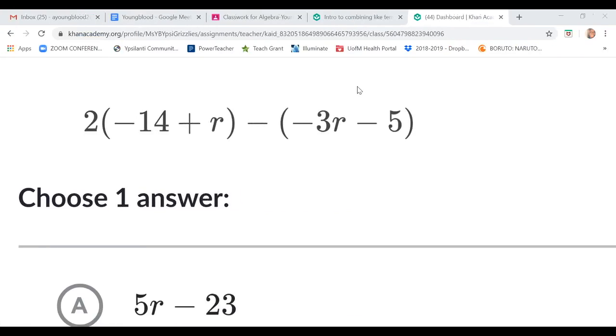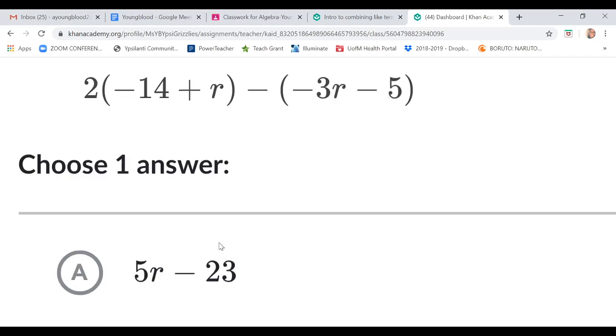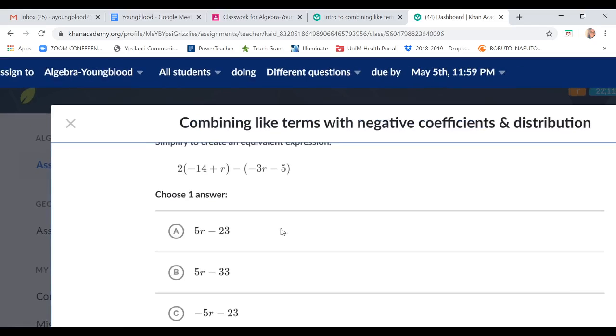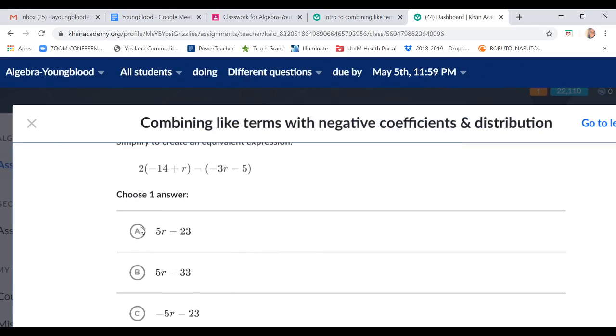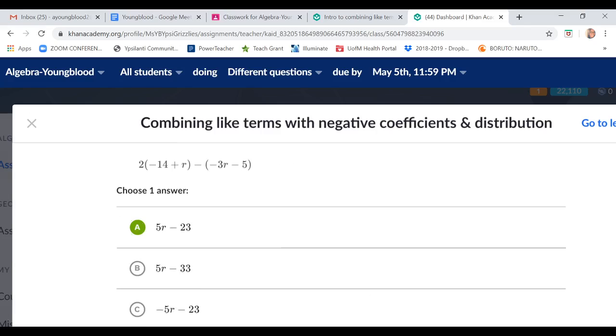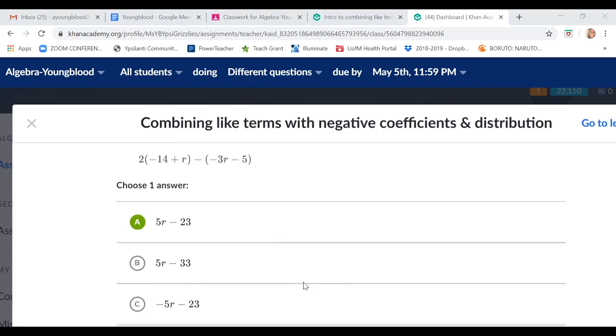So if we switch back to Khan Academy, we're going to find that answer, negative 23 plus 5r. It is A. Yes, my students in class took a very good guess. Very good. Yes, so we get 5r minus 23. Notice this is the same thing, even though the order is switched. So 5r minus 23 is our final answer.